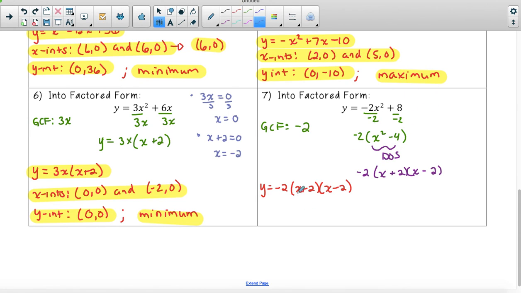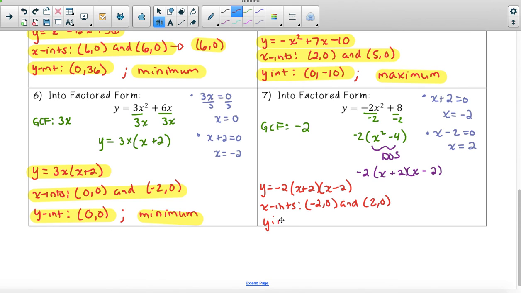To find our x-intercepts, we take from our linear factors. The negative 2 does not have an x. The first set of parentheses does, so it's x plus 2 equals 0. We get x equals negative 2. Then we have x minus 2, so we set that equal to 0. We get x equals positive 2. So our two x-intercepts are at negative 2, 0 and positive 2, 0.